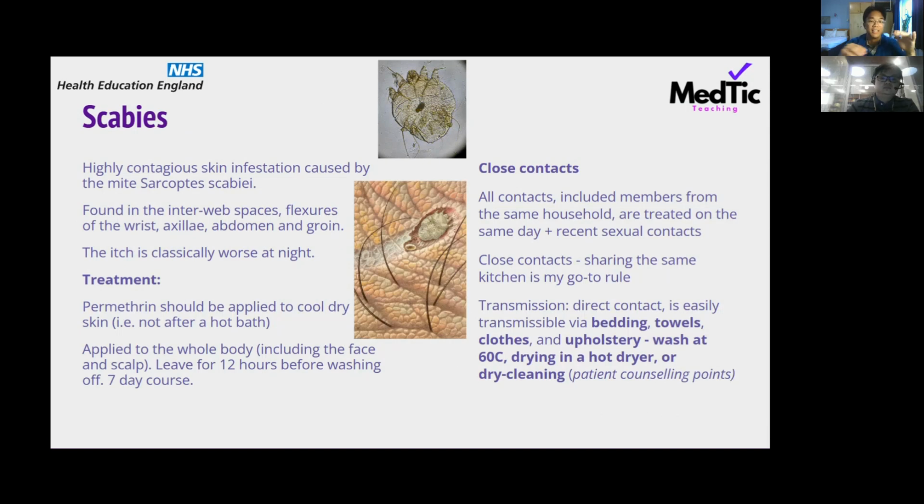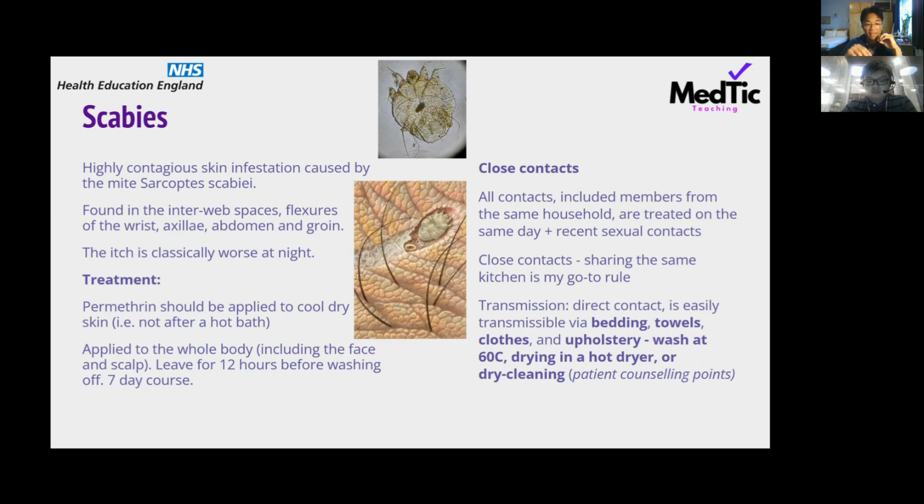So scabies is a highly contagious skin infection caused by the mite, which is on the top of the slide. You tend to find it in the interweb spaces of your hands, as well as the flexures of the wrist, in your armpits, abdomen, and groin. It's classically worse at night, as we mentioned. And in the middle, you can see why it's so itchy, because the mites burrow into the superficial layers of the skin where they lay their eggs and they come out and eat.